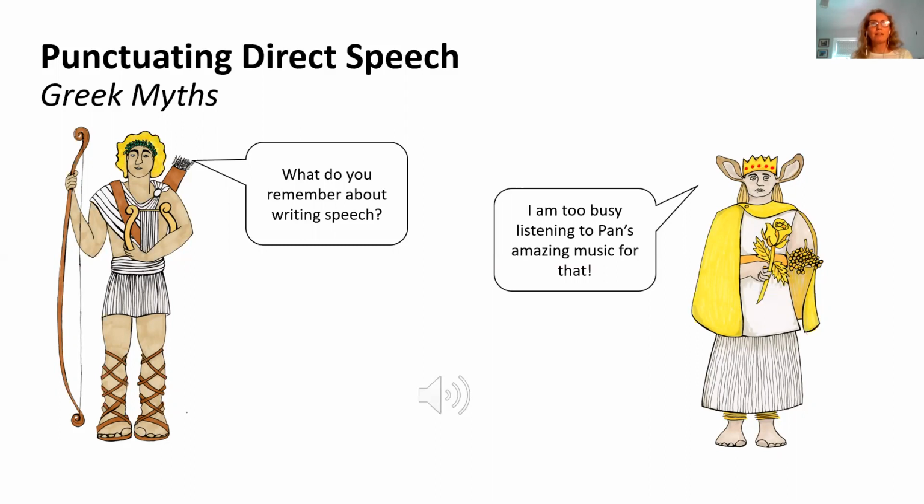So you can see that the speech bubbles take up quite a lot of room. So during this PowerPoint, I'm going to be showing you how to write speech using inverted commas. We can also call these inverted commas, another name for them is speech marks.